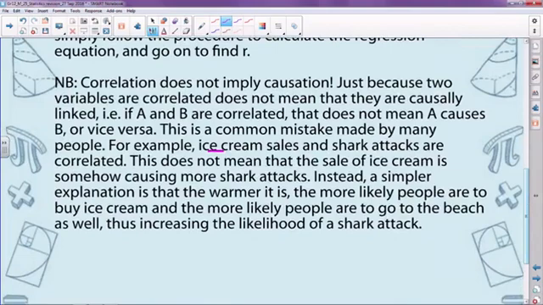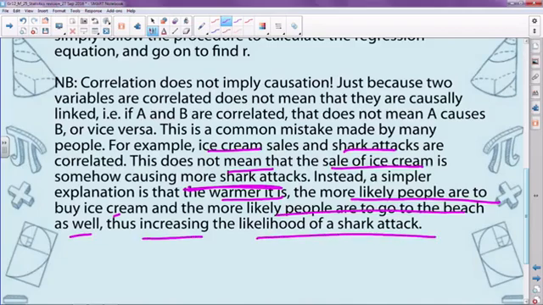For example, ice cream sales and shark attacks are correlated. So that shows that there is a positive correlation between the two. This, however, does not mean that the sale of ice cream is somehow causing more shark attacks. So the more ice cream you eat, the more shark attacks? No. Instead, a simpler explanation is that the warmer it is, the more likely people are going to buy ice cream and be at the beach, thus increasing the likelihood of a shark attack. So the sale of ice cream does not cause a shark attack. That's where you've got to be very careful on how you interpret your correlation coefficient and the variables that it relates.